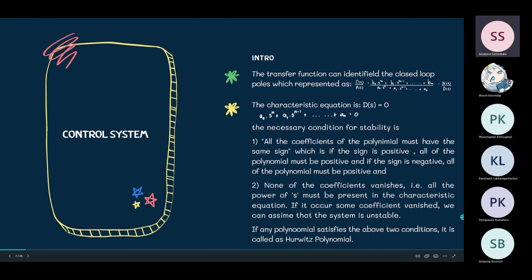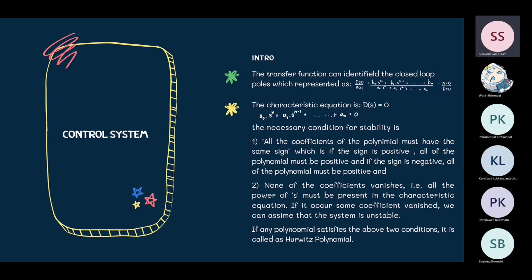Introduction. The transfer function can identify the closed loop poles, which are represented as the function shown here. The characteristic equation is shown over here.